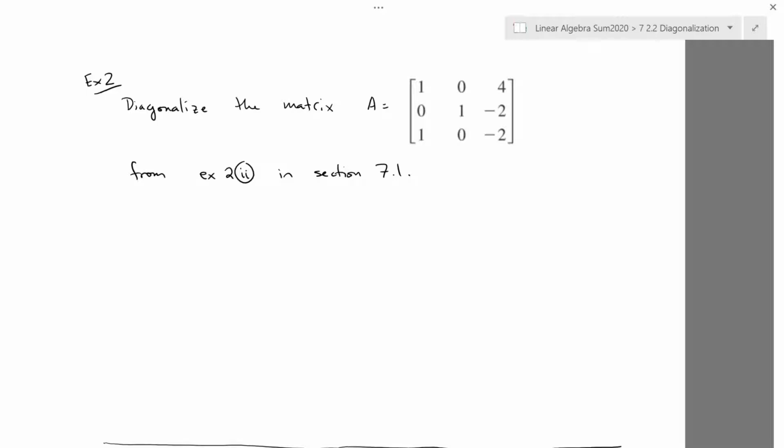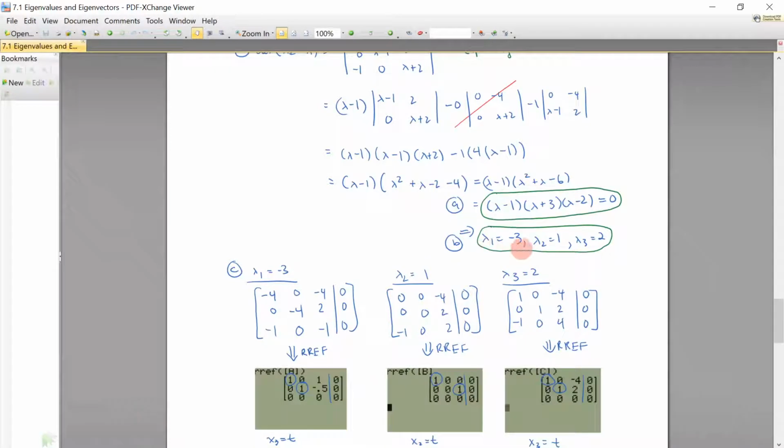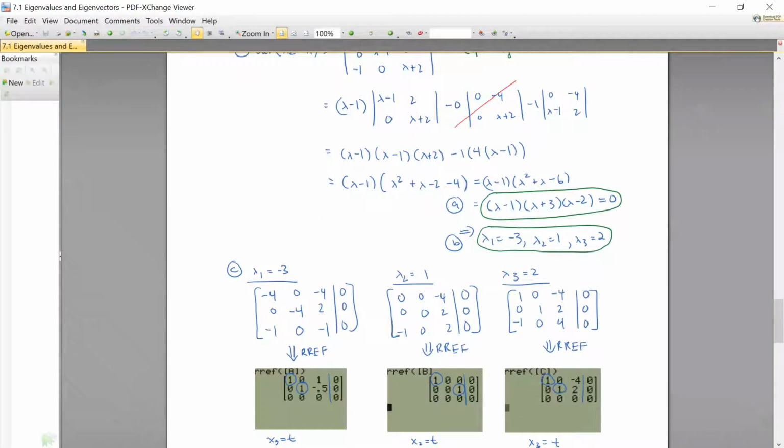Now in this example, I'm going to try to diagonalize a 3 by 3 matrix. Again, I'm taking an example from the previous section, so I don't have to go through the process of getting all the eigenvalues and eigenvectors again. This matrix A is from this example in section 7.1, which was already calculated. We've already determined the eigenvalues as -3, 1, and 2.